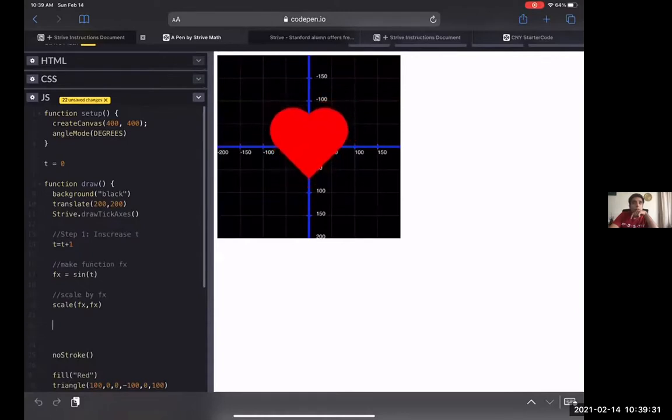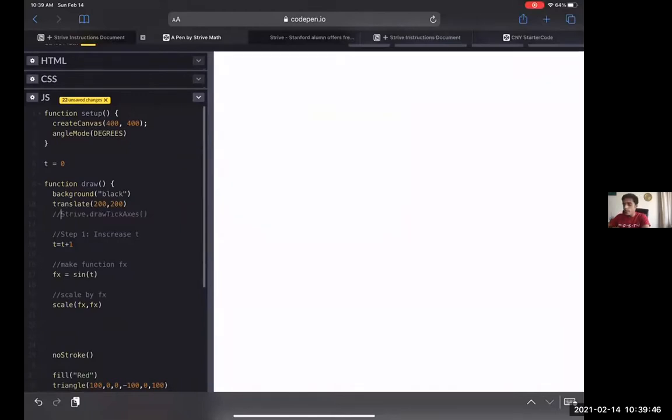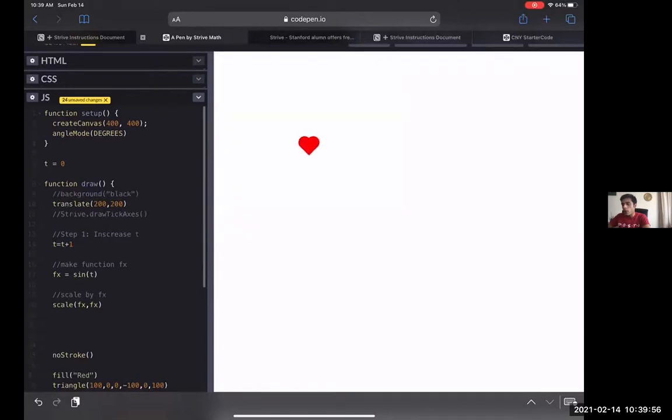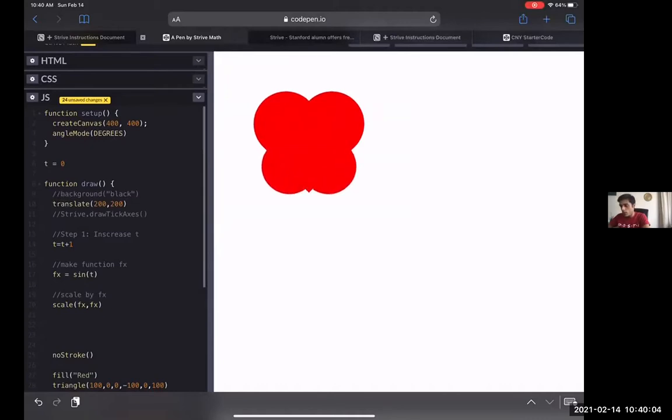My heart isn't beating. It should be beating now. Okay, can we remove the background? You can remove the tick axes if you want. You can comment out the tick axes, and that should leave just a beating heart, which is pretty cool. If you remove the background, then all of the hearts will be drawn on top of each other, because you need the background to cover up the heart. Okay, so that's pretty cool. So let's put the background back in.